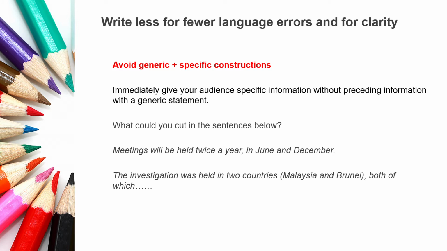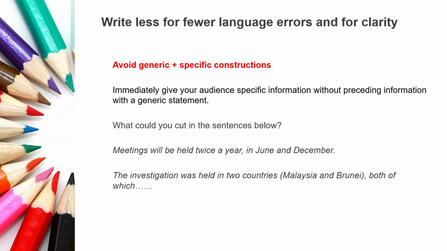Another one, the second way is to avoid generic plus specific constructions. Immediately give your audience specific information without preceding information with a generic statement. To make it simple, look at the example. In these two sentences, what can you cut? The first sentence, meetings will be held twice a year in June and December.